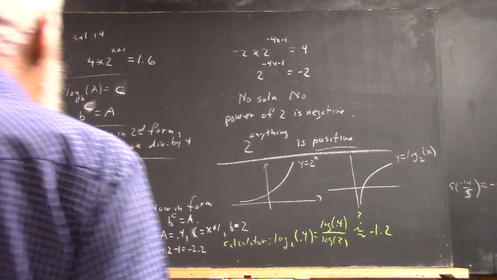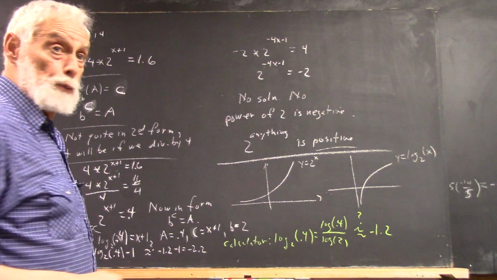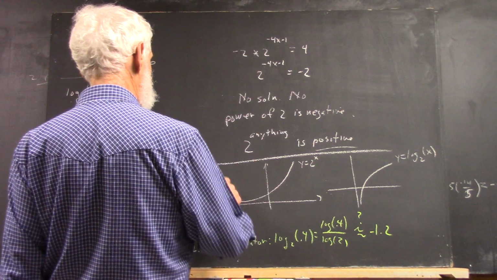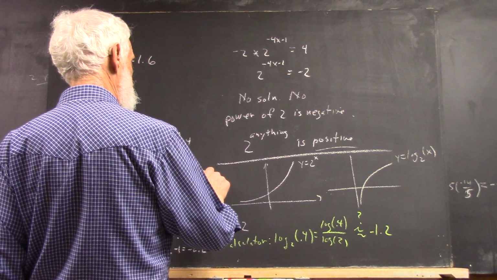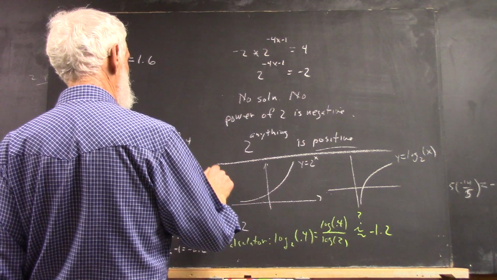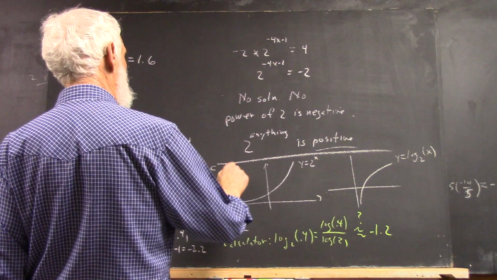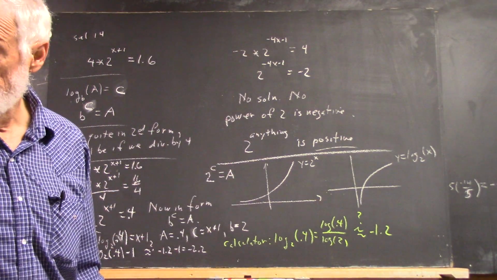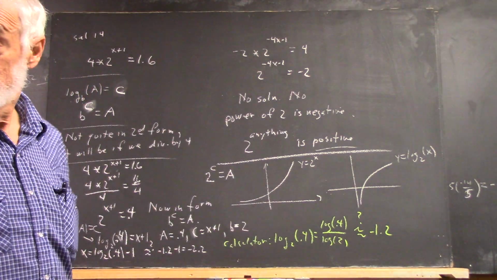Okay, now here's how you can remember the rule. Okay? How would you express 2 raised to the c equals a on this graph?